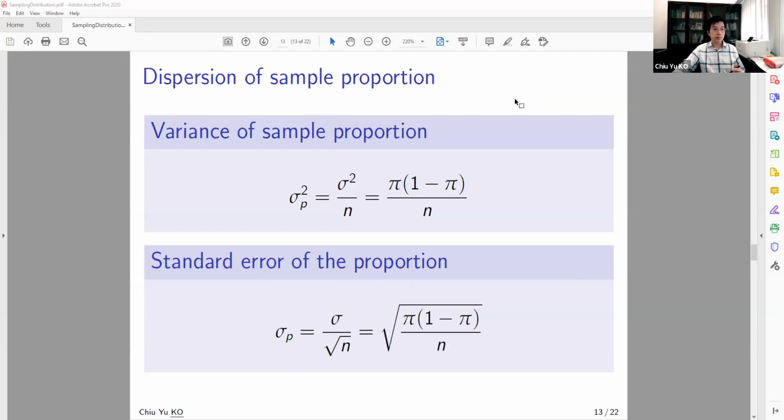The variance of the sample proportion will be pi times 1 minus pi over n. This is the variance of the sample proportion. And the standard error of the proportion will be the standard deviation of this sample proportion, the square root of that. So why is this interesting?